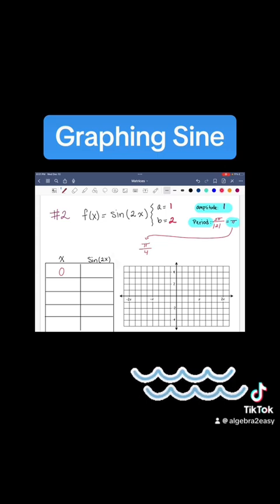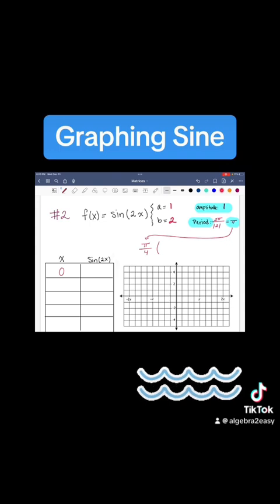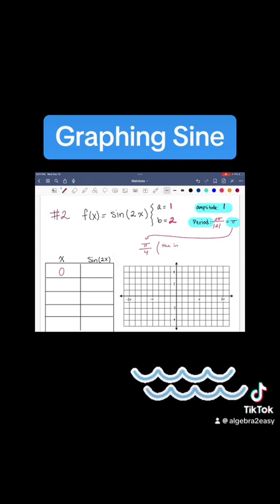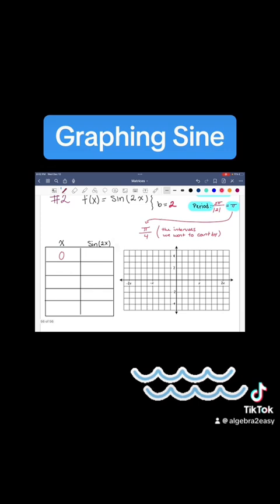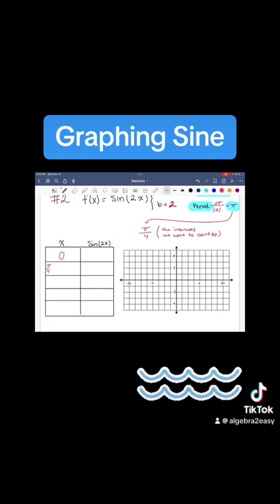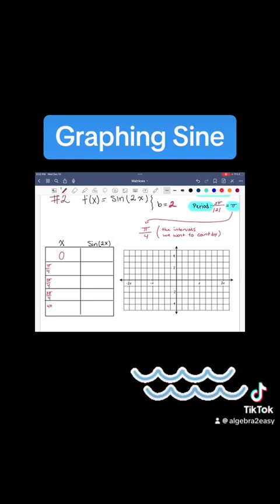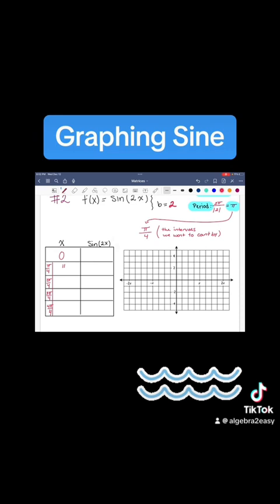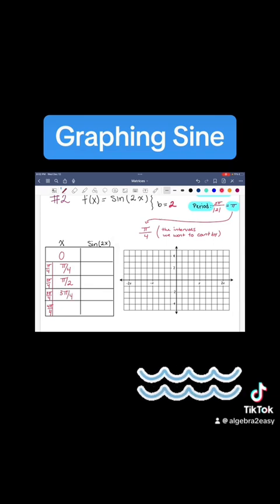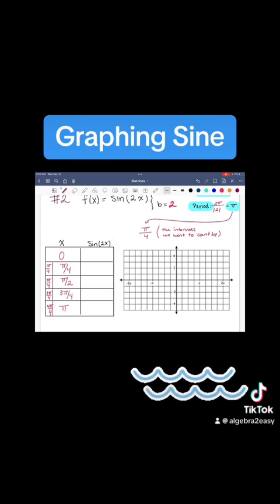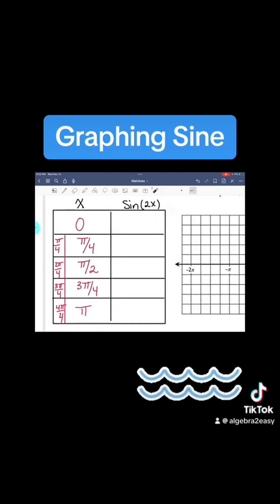Now, there's no simplifying this time, so pi over 4 represents the intervals we want to count by. So we're going to start at 0. 0 plus pi over 4. So remember, this is just 1 pi over 4, 2 pi over 4, 3 pi over 4, and 4 pi over 4. I'm going to simplify these if I can. Pi over 4 stays the same. 2 pi over 4 becomes pi over 2. 3 pi over 4 stays the same. And then 4 pi over 4 becomes pi.